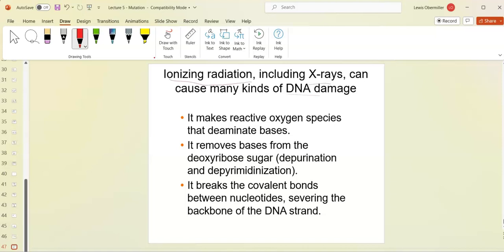Ionizing radiation like X-rays can also cause DNA damage. It makes reactive oxygen species, and these can damage DNA. Right? I know this firsthand. I did research on this at the VA. It deaminates bases. Ionizing radiation can remove bases from the sugar, right? So depurination and depyrimidination. Remember pyrimidines and purines. So we're just removing those, like we talked about previously. It can also break the covalent bonds between the nucleotides, generally severing the backbone of the DNA strand itself. So, like I said, you have the chromosome, and ionizing radiation like X-rays can cleave it in two, and that can cause breakage in the middle of an actual gene at random places. And depending on if that gene's important or not, or if it's in your germline or not, that could be really bad and lead to cancer.